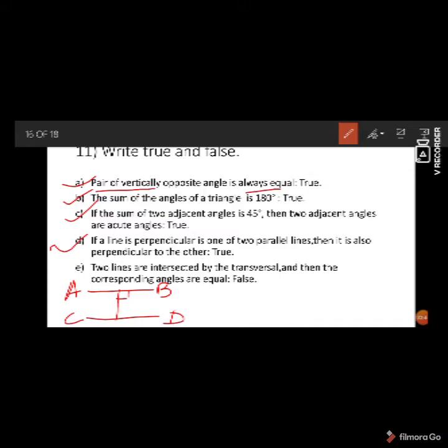If two lines are intersected by a transversal, then the corresponding angles are equal. Suppose we have the lines like this. These are the two lines and they are intersected by a transversal. So this angle and this angle form corresponding angles. Are they equal? They are not equal. They can be equal only if the lines are parallel. So here two lines means any two lines. With any two lines, we will not get the corresponding angles as equal. Only with two parallel lines we can get corresponding angles equal. So the statement is false.